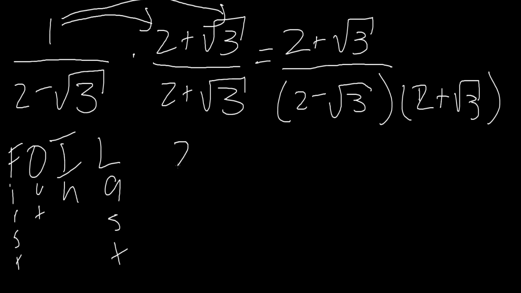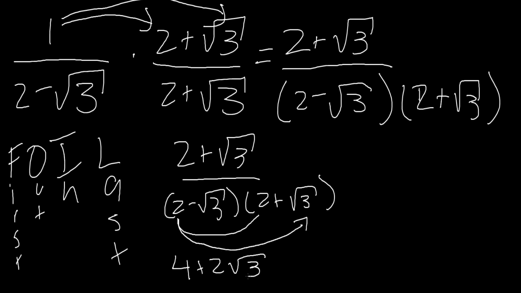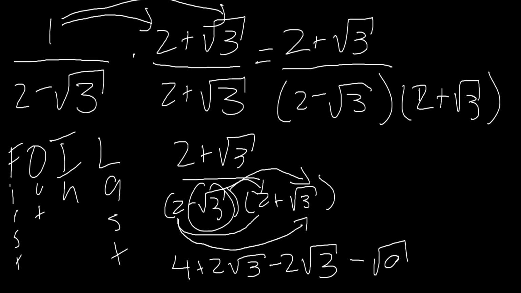So if we had 2 plus root 3 over 2 minus root 3 times 2 plus root 3, we have to do first. So that means 2 times 2, which is 4. Out, so we do 2 times root 3, 2 root 3. Now we do in, so negative root 3 times 2, so we get minus 2 root 3. And then negative root 3 times root 3, so we get minus root 9.